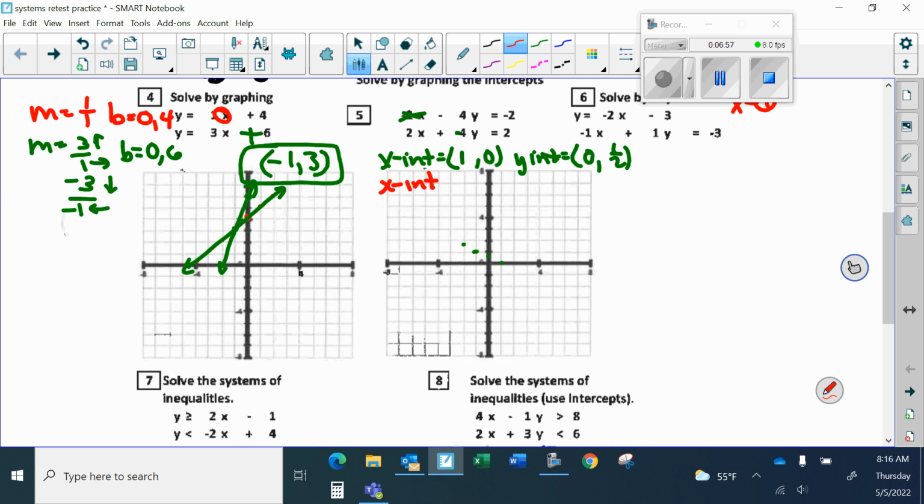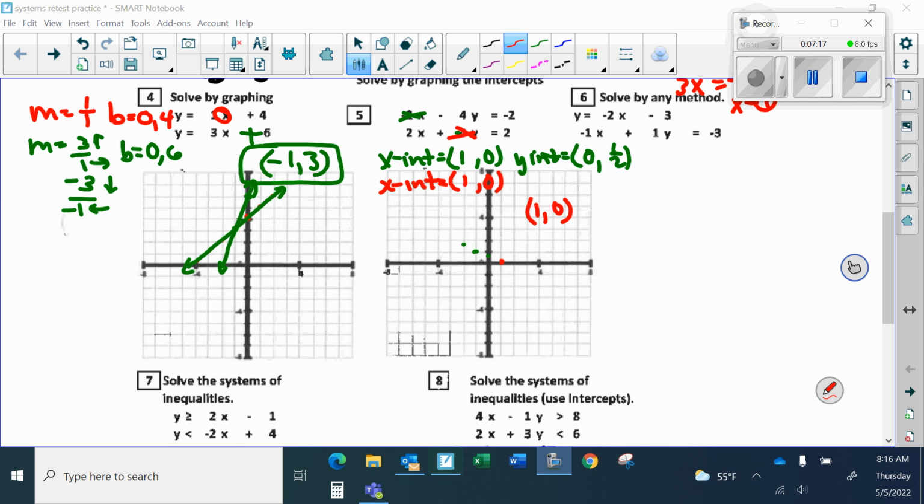X-intercept. Again, y must be 0 because I'm solving for x. So if y is 0, x is 1. Oh, there's my intersection already right there. So I don't even have to do the y-intercept. I already found it right there, 1, 0. Okay. All right, number 6, solve by any method.